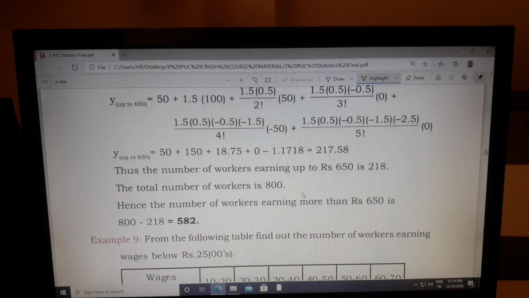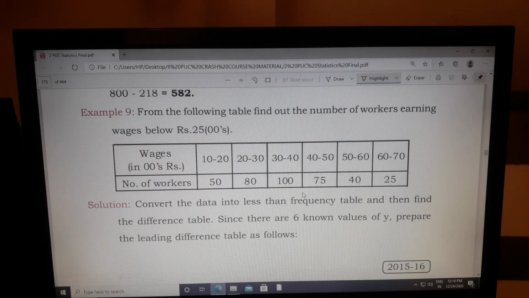Next, coming to the next problem, look here. Example number 9. From the following table, find out the number of workers earning wages below rupees 2500. Are you getting it? We have to find out the number of workers earning wages below rupees 2500.